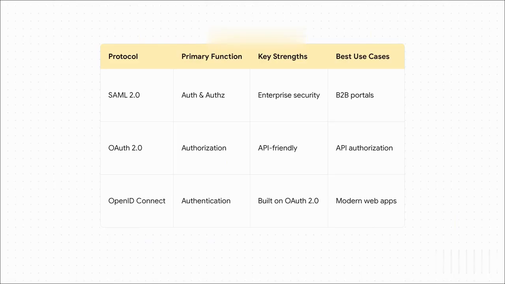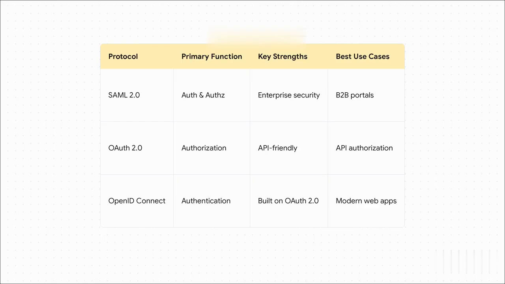Now let's really break this table down, because the details here are super important. First, look at SAML 2.0. It handles both authentication, that's proving who you are, and authorization, that's what you're allowed to do. It's a powerhouse for enterprise security, perfect for things like B2B portals. Now look at the other 2. OAuth 2.0 is only for authorization. It's like giving an app permission to get your data without handing over your password. OpenID Connect is actually a really thin layer that sits right on top of OAuth 2.0, and it focuses just on that first part, authentication.